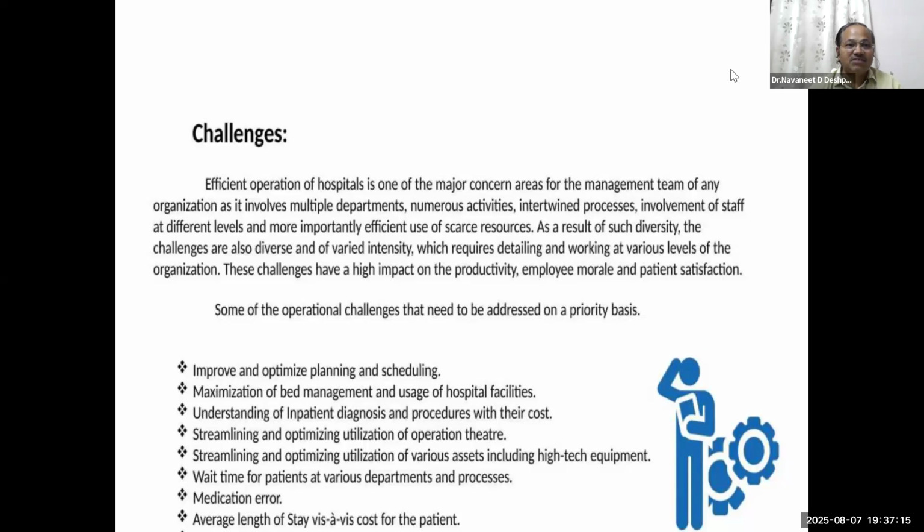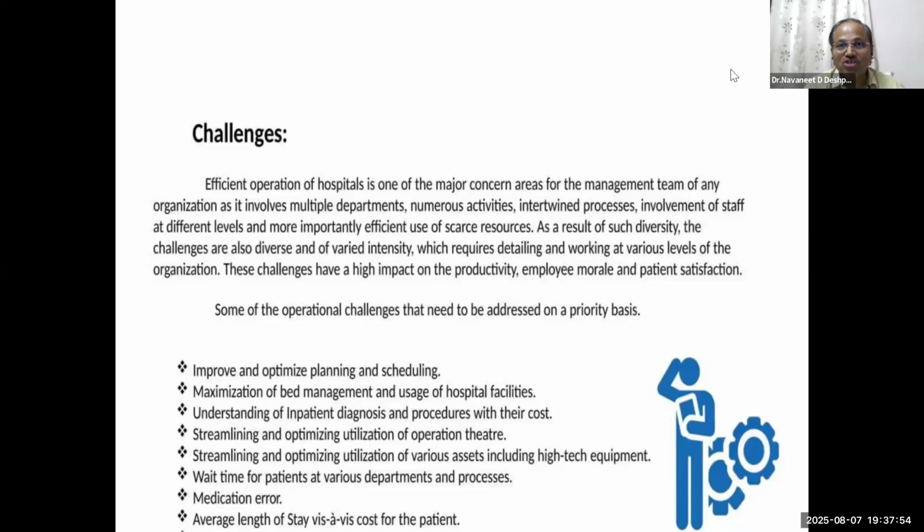As a result of such diversity, the challenges are also diverse and of varied intensity, which requires detailing and working at various levels of organizations. So these challenges have a high impact on productivity and employee morale. It all ends up deteriorating the employee morale. So to keep the motivation levels high and to encourage them to maintain the momentum of work all the time, regardless of how many shortcomings are there throughout the systems. There may be disconnect, there may be miscommunication, there may be several errors.